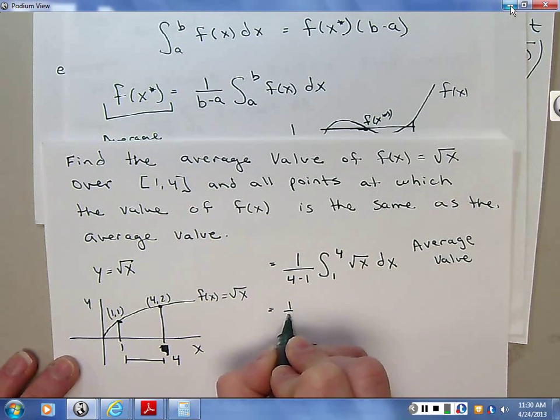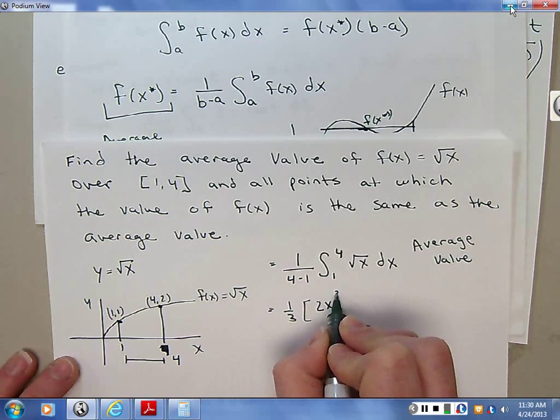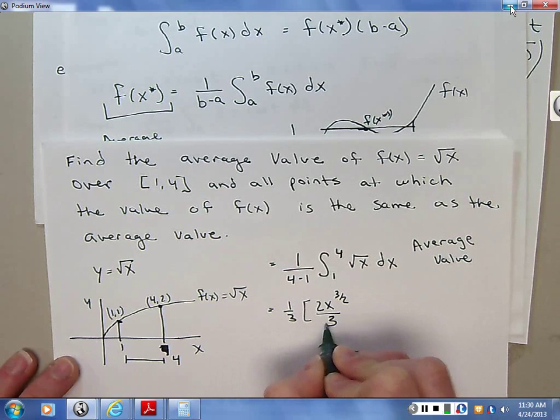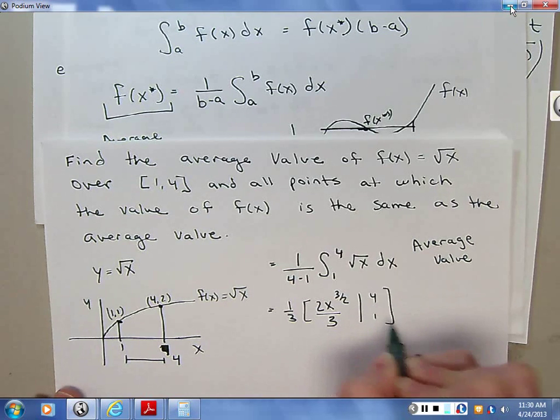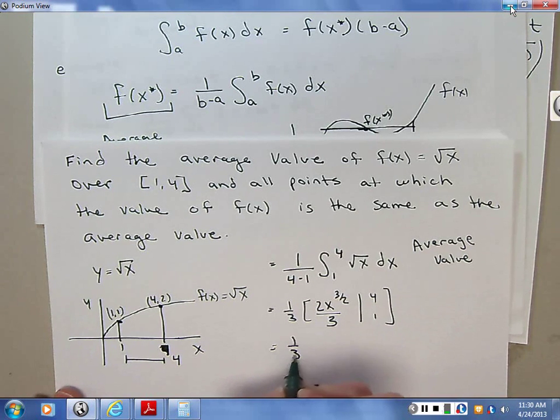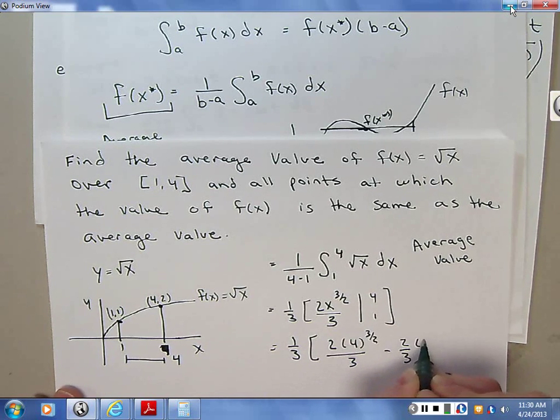So I have 1/3 times 2 times x to the 3/2 over 2, and I plug in 4 and I subtract 1. So I have 1/3 times 2 times 4 to the 3/2 over 3 minus 2/3 times 1 to the 3/2.